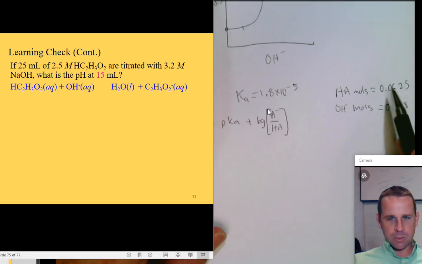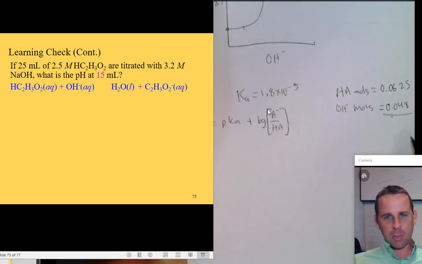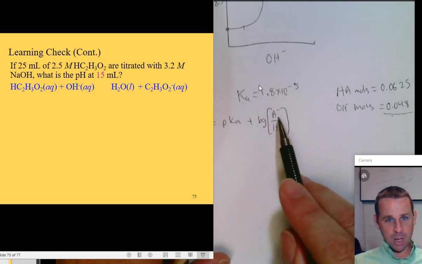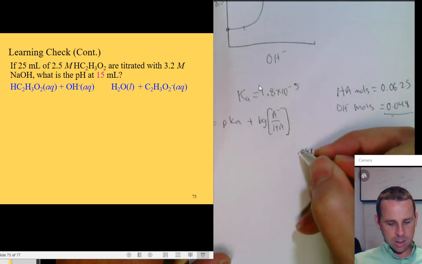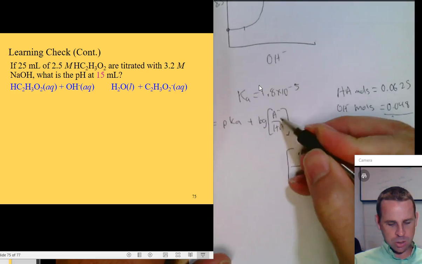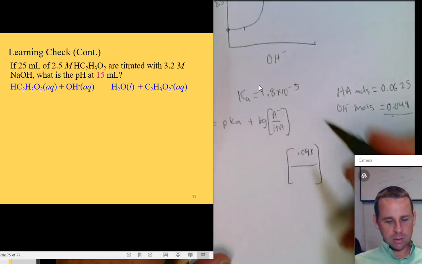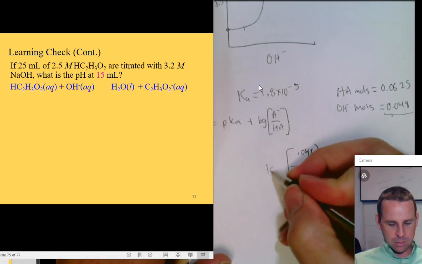We started off with 0.0625, but then when we added this much base, we consumed that, but this also ends up being how much of the conjugate base we make, right? Because it's a 1-to-1 ratio over here. You can see that the amount of hydroxide ion you add will be the amount of the acetate ion that you get. So the amount of acetate ion that we're going to have, this little one right here, is going to be the 0.048. So I can write down 0.048 as my concentration of dissociated acid.